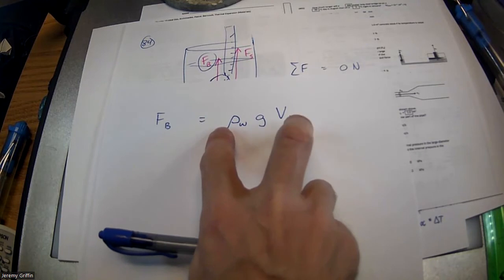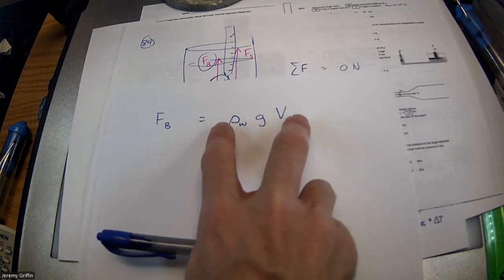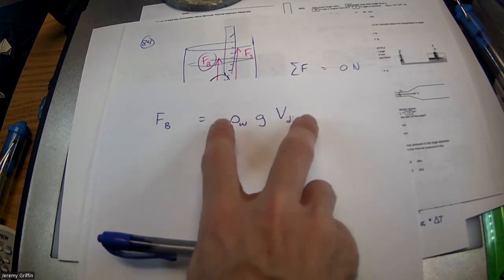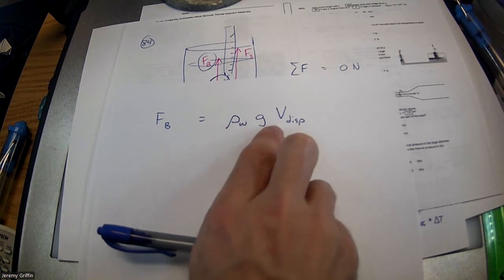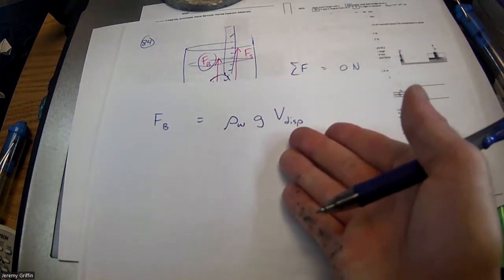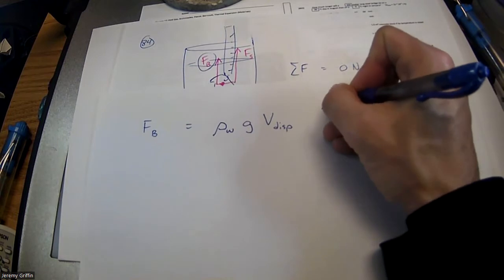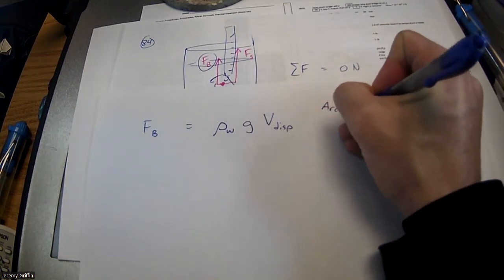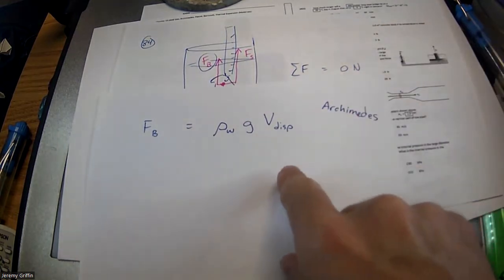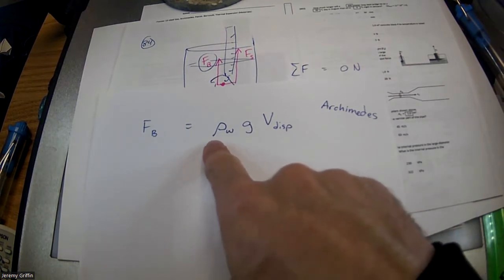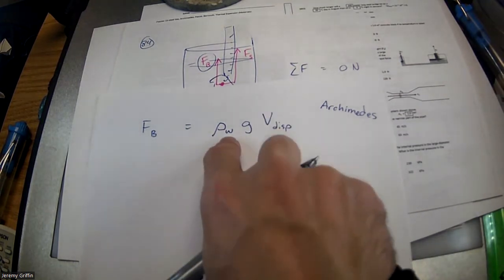Now why is that the case? Because density of water times the displaced volume represents the mass of water. Density times volume is mass, times gravity field represents the weight of the water displaced. This is Archimedes' principle. And we know some of these values.